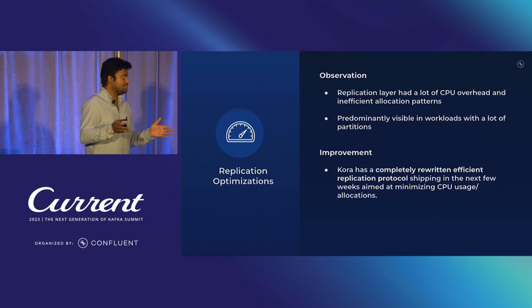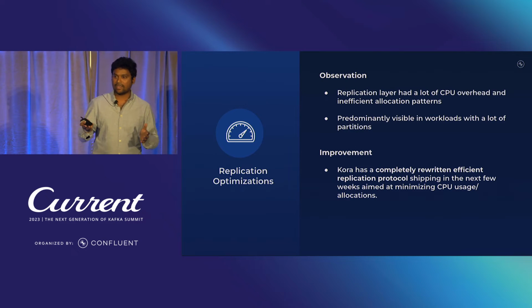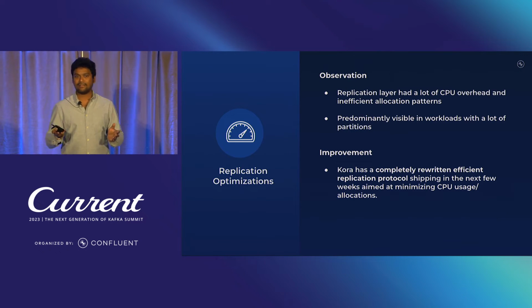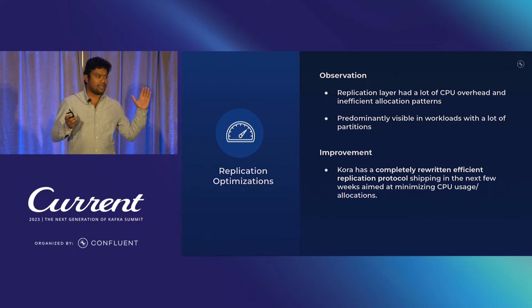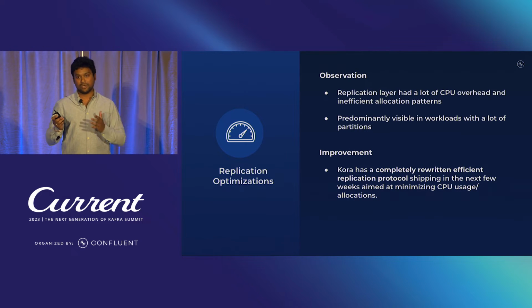So we did a bunch of POCs initially to say, okay, probably there are some low-hanging fruits to fix this layer, and we can actually get away with it. But it turned out that that's probably not enough. So we had to go and completely rewrite this layer. Confluent is coming out with a completely rewritten and efficient replication layer that's going to ship in the next few weeks, which minimizes the CPU usage by a lot, and the allocations.